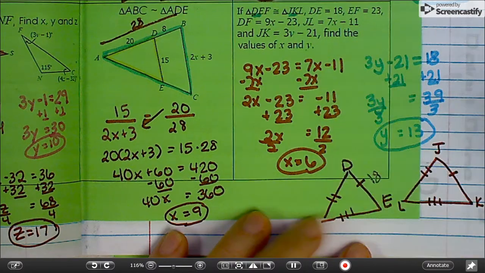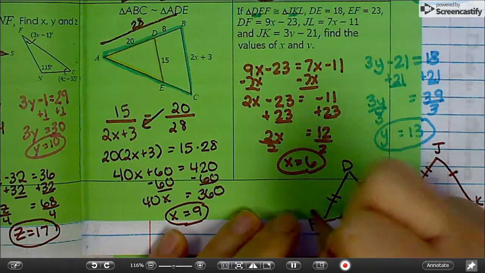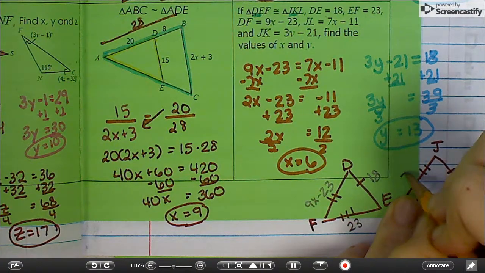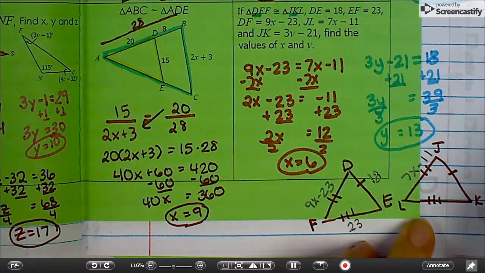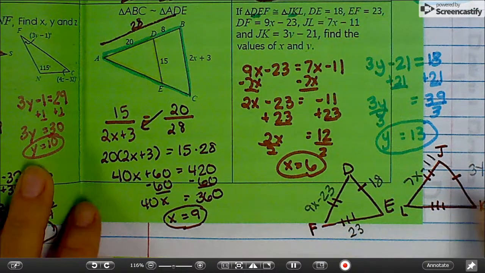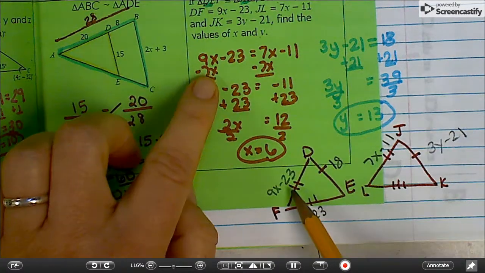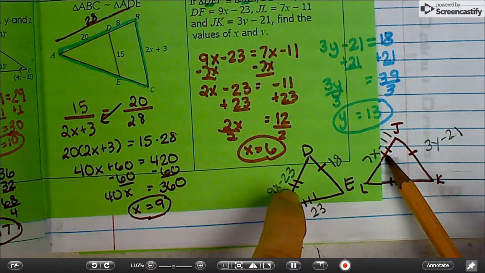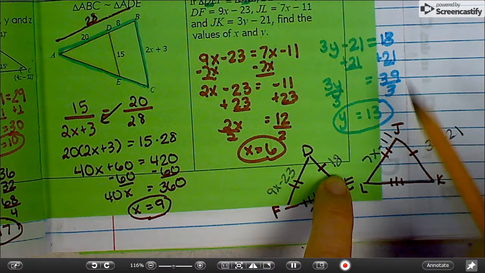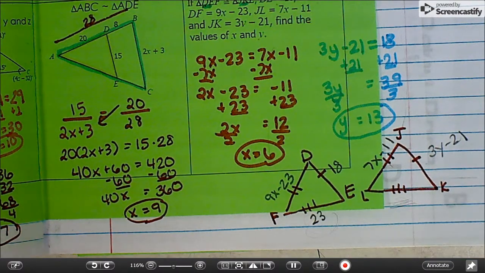So this is 18. This is 23. I'm not making it up. It's up here. DF is 9x minus 23. JL, 7x minus 11. And JK, 3y minus 21. Okay. And you can see how even if we had drawn that picture, we could have used it to match things up. 2 dashes and 2 dashes mean those are congruent. So we set up this equation. 1 dash and 1 dash sets up this equation. This is hanging out because we don't have any information about its partner over here.